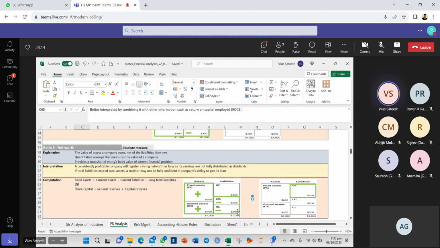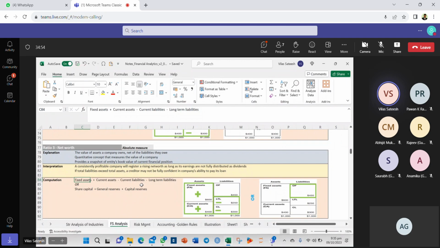Now, this net worth ideally should be positive. It has to be positive, because if it's negative, what does it mean? If you go by this formula, if it is negative, it means that mathematically your liabilities are more than your assets, right? Assume, for example, fixed assets was 600, current assets was 400, long-term liability was 3000. So this means that your minus is more, which is net worth is negative.